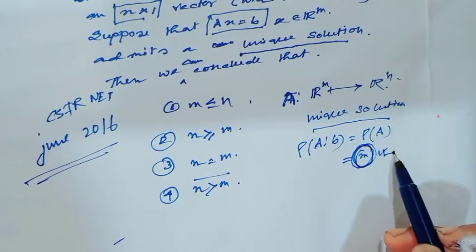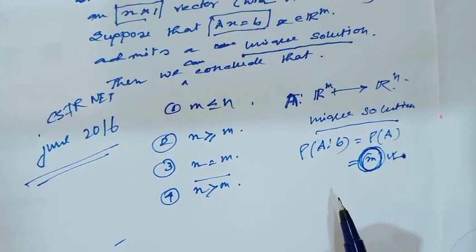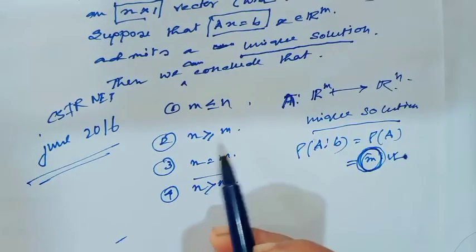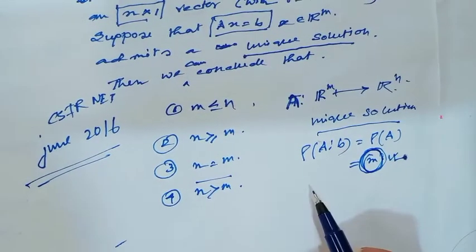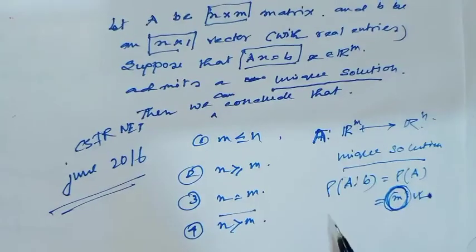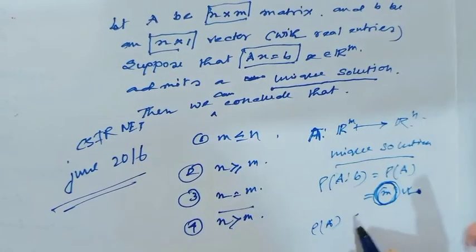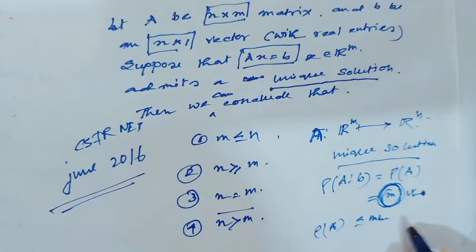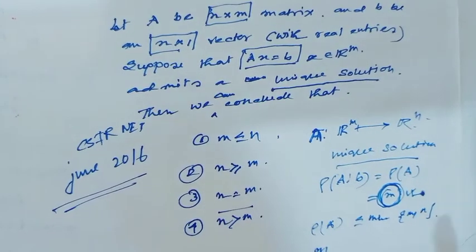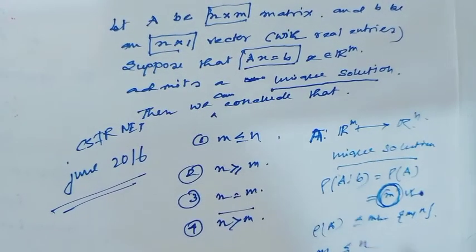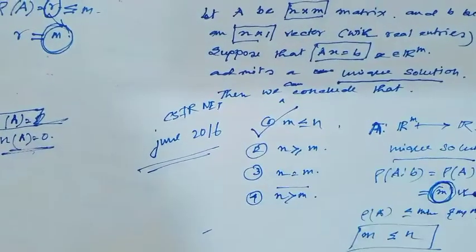But notice the options: m less than or equal to n, n greater than or equal to m, n equal to m, and n strictly greater than m. Here the rank of the matrix A is always less than or equal to the minimum of m comma n. So m is always less than or equal to n. That means option 1 is a right option.